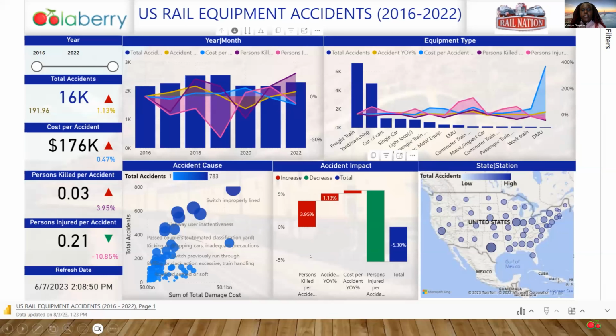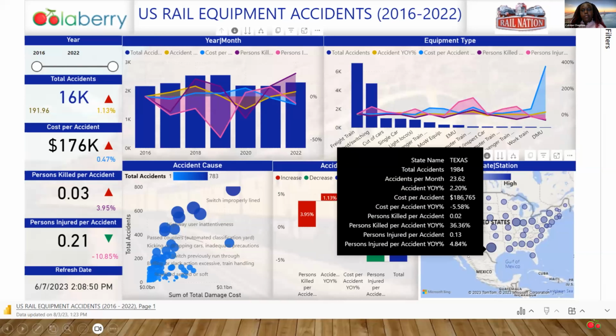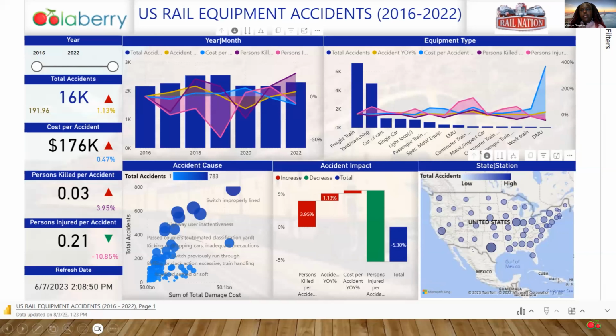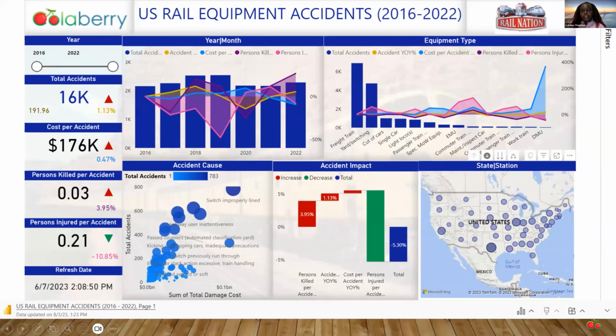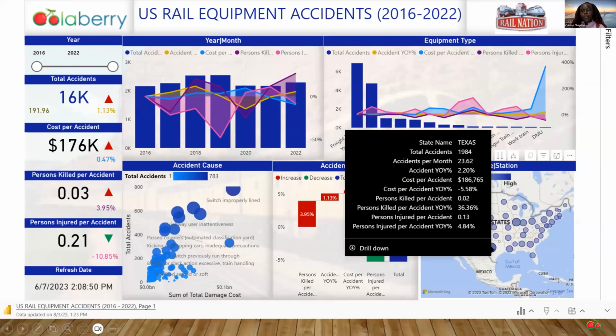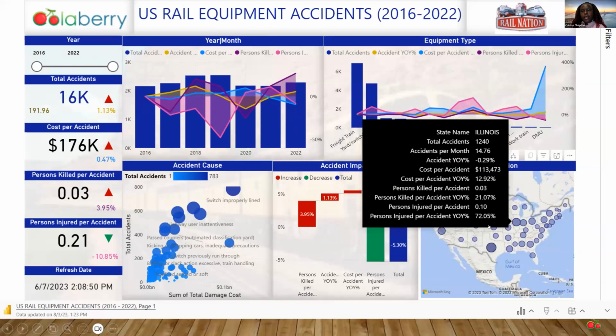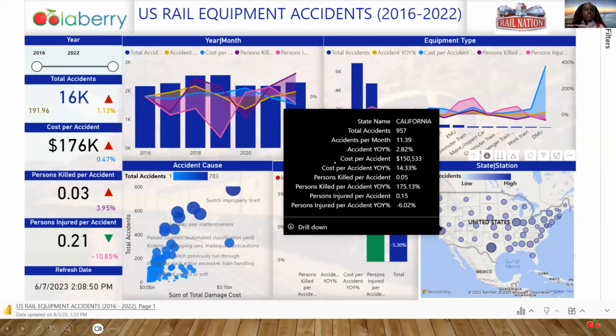The waterfall chart here represents the general accident impact year-over-year percentage. And then the last chart, which is a map, represents accidents by state with ability to drill down to the stations. And as you can see, the state with the highest number of accidents is Texas, followed by Illinois, and then California.